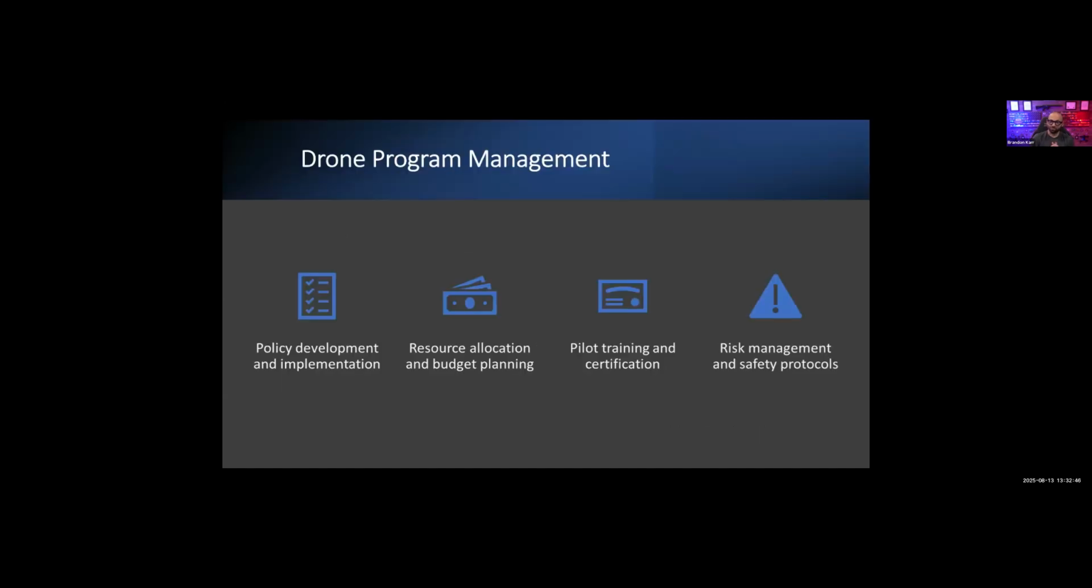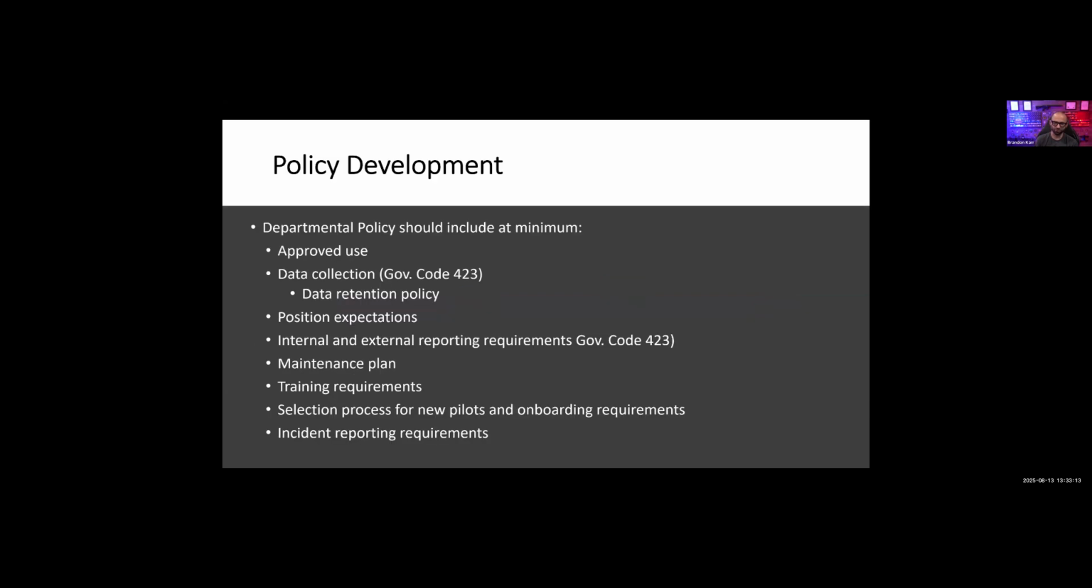So how do I manage a program, though? Now we've talked about what hardware I might be able to utilize and how it could be utilized. We've talked about different software that's out there, that DroneSense provides all in one nice place. We've talked a little bit about waivers and how to get the program up and running. Now we're going to talk about policy development, resource allocation and budgeting, pilot training and certification, and risk management and safety protocols, all things that DroneSense makes your life super easy on. And we'll show you where those systems are.